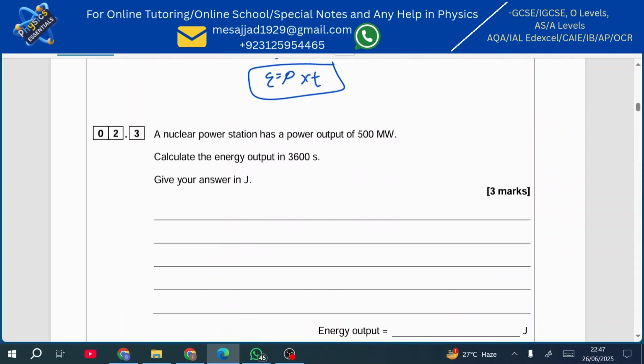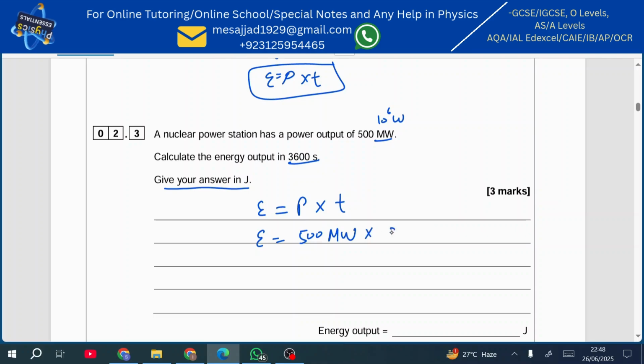A nuclear power station has a power output of 500 megawatt. So mega means 10 raised to the power 6 watts. Okay, and calculate the energy output in 3600 seconds. So you have time, you have power, you need to calculate the energy in joules. So first of all, you need to write energy equals power into time. Then power is 500 megawatt and time is 3600 seconds.